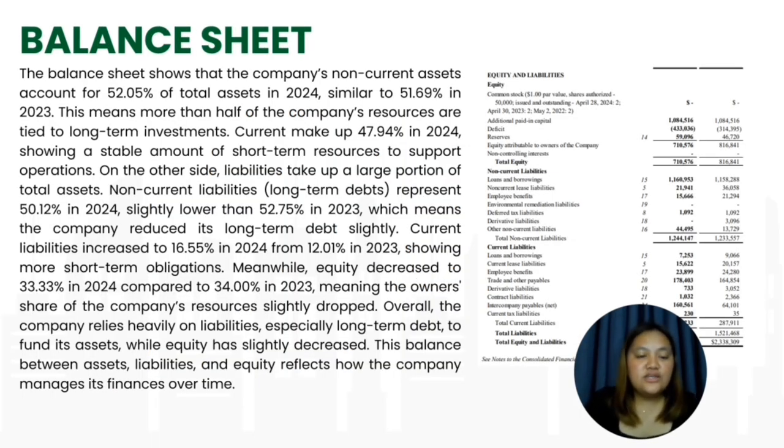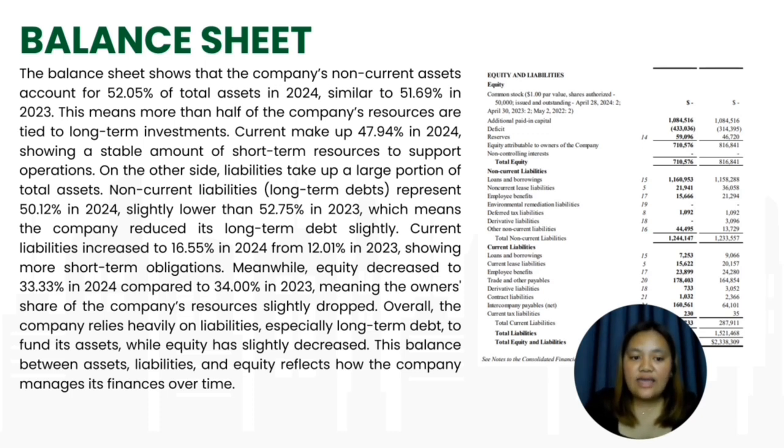The balance sheet shows that the company's non-current assets account for 52.5% of total assets in 2024, similar to 51.69% in 2023. This means more than half of the company's resources are tied to long-term investments. Current assets make up 47.94% in 2024, showing a stable amount of short-term resources to support operations.